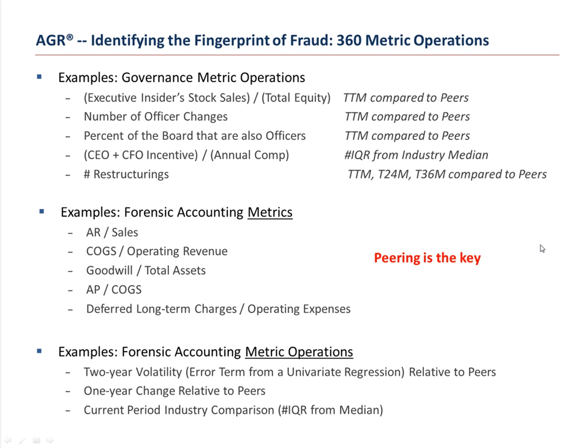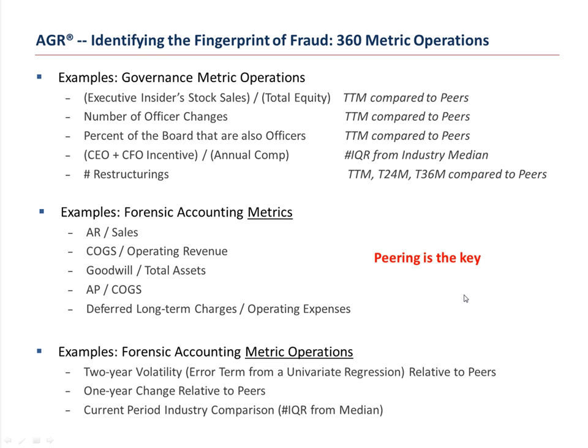Before we go any further, let's talk about how we do this identification of the fingerprint of fraud. In the AGR and FAM database, we have 360 metric operations, all forensic accounting and governance related. Some examples in the governance realm would be executive insider stock sales over total equity. We'll look at the trailing 12 months and compare it to peers. And here's where I'd like to take a brief moment to remind everyone that peering is the key to everything we do in our system.